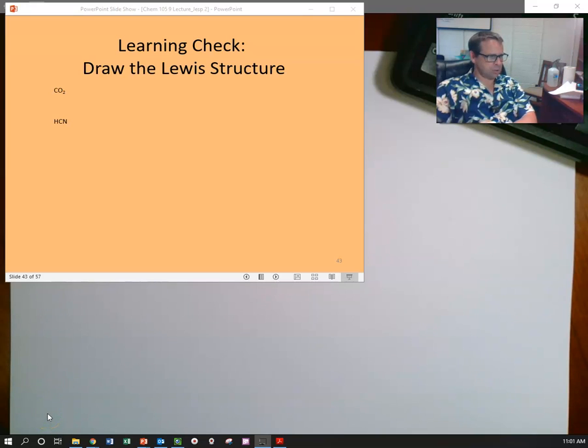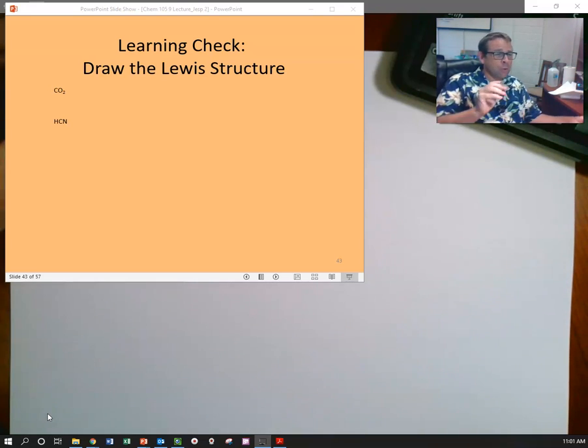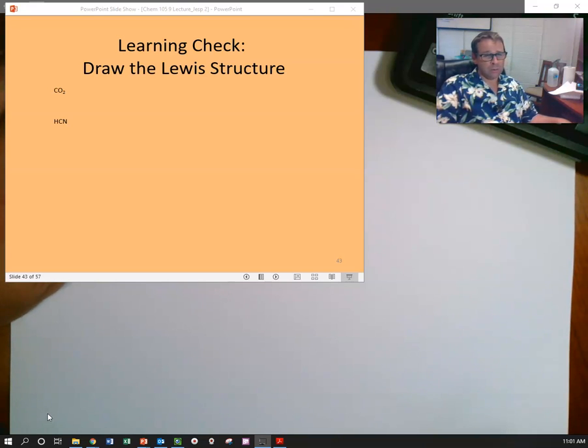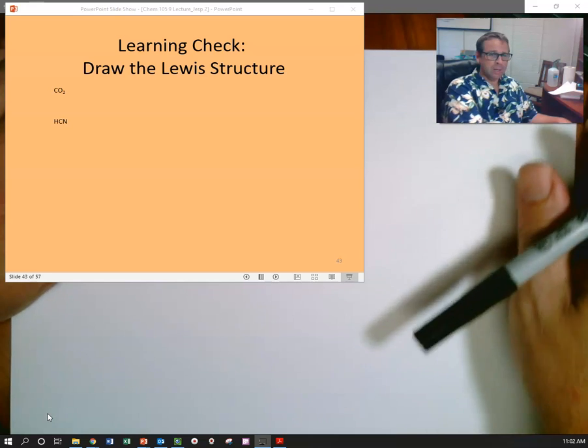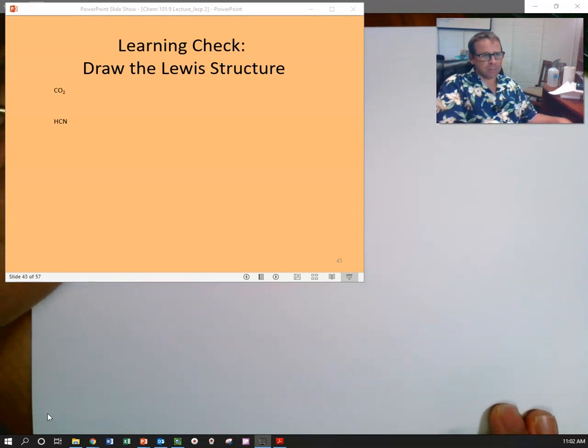We're drawing Lewis dot structures. And I think right before we left, we were just about to look at the formal charges on our resulting molecule that we had for HCN. Okay, so let me catch us up.